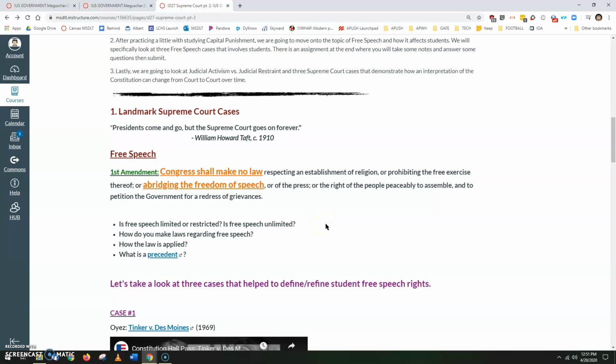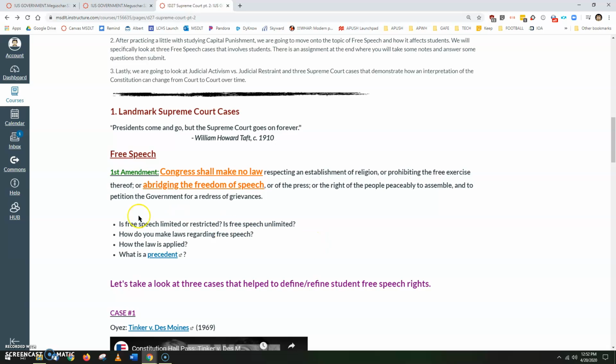There are certain times, certain places that you cannot say certain things. We know you cannot say bomb in an airport. You can't yell fire in a crowded movie theater, because by saying that, that's going to cause panic. Panic then causes people's lives to be in jeopardy, and so therefore I cannot exercise that right.